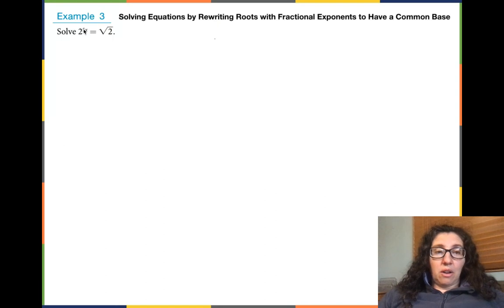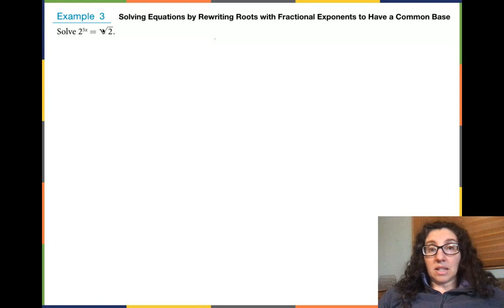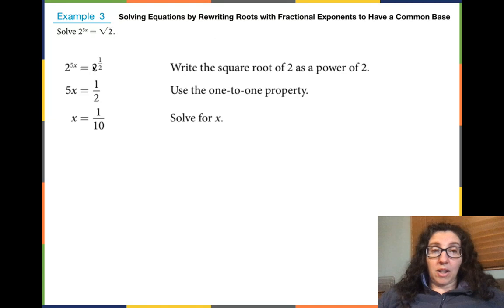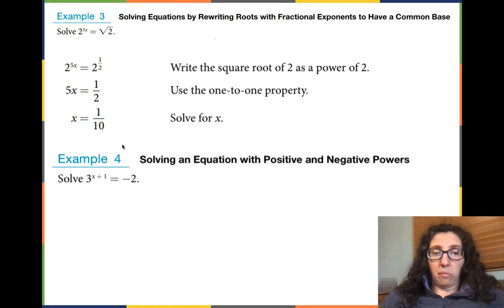All right, how about here? 2 to the 5x equals square root of 2. This is disguised to be square root of 2, but really we could think of that as 2 to the 1/2, right? And there we are. We have an equation where the bases are the same. We can set the exponents equal to each other and solve for x.